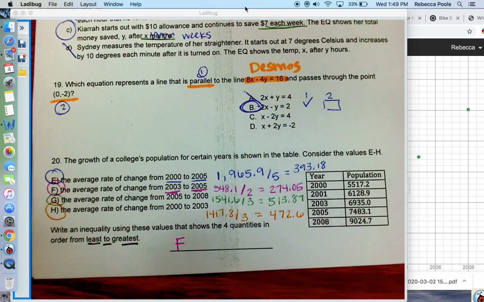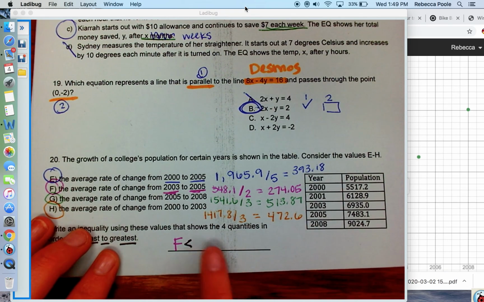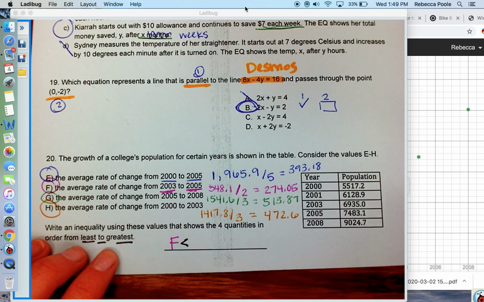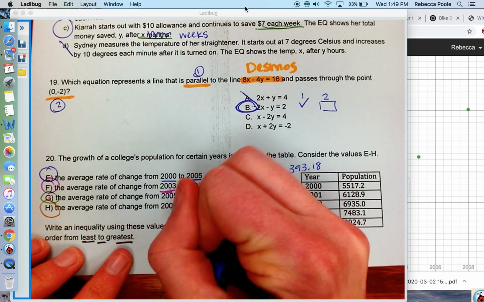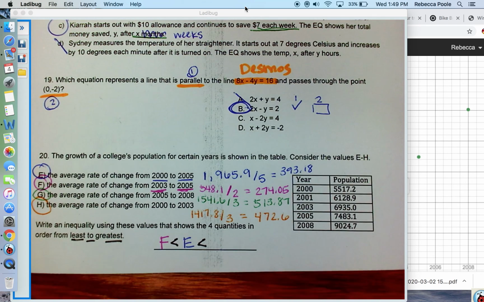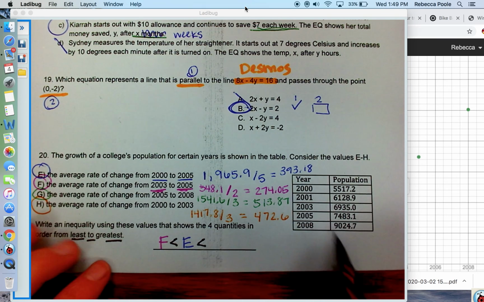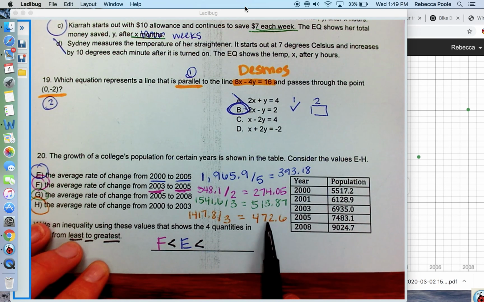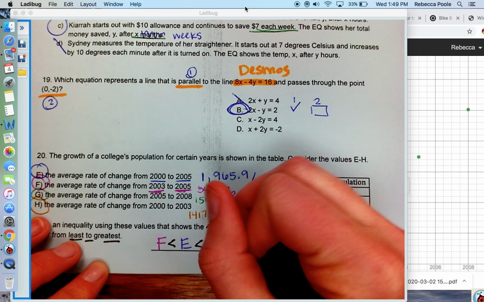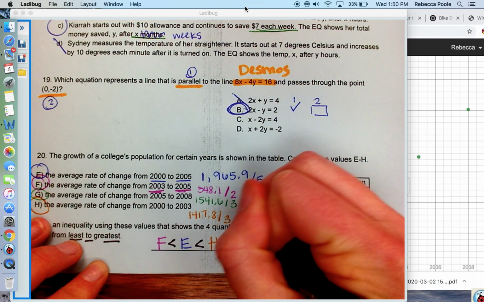So now this is an inequality. So I'm going to put less than because we're going least to greatest. So F is going to be less than the next bigger one, right? So the next biggest number is the blue one, 393, which is E. Okay. We're going least to greatest, so we're using less than signs. Now the next biggest number, so this was the smallest, next biggest. The next biggest is the orange, which is H. It's less than. And then the biggest number we had was the green one, which was for G.